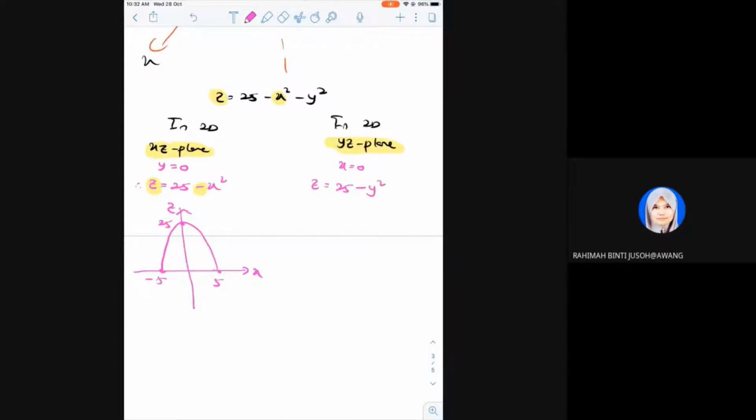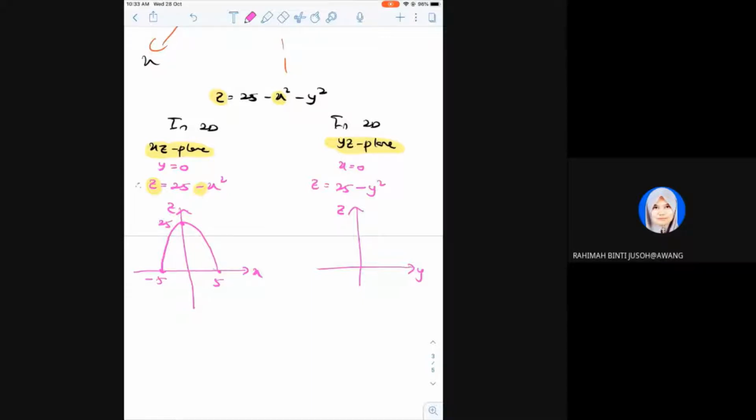Okay, so right now, if we want to sketch the graph in 2D for YZ plane, as I mentioned earlier, Z must be always the vertical axis. So Z dengan Y, Z jadi ke atas, menegak, the vertical axis, and the horizontal axis should be Y. Z ni dia sentiasa menang lah. Dia dengan X pun menegak, dengan Y pun menegak. Z must be always vertical.